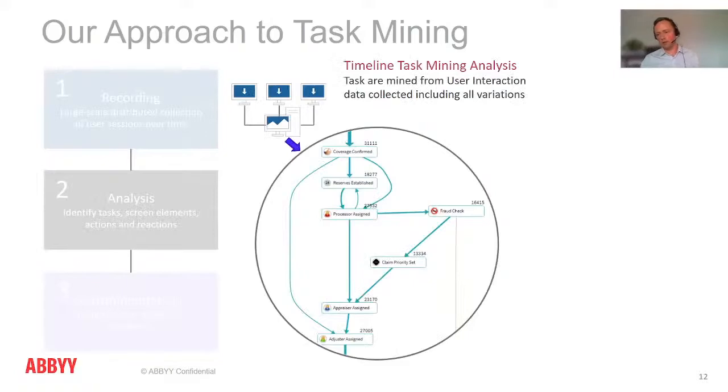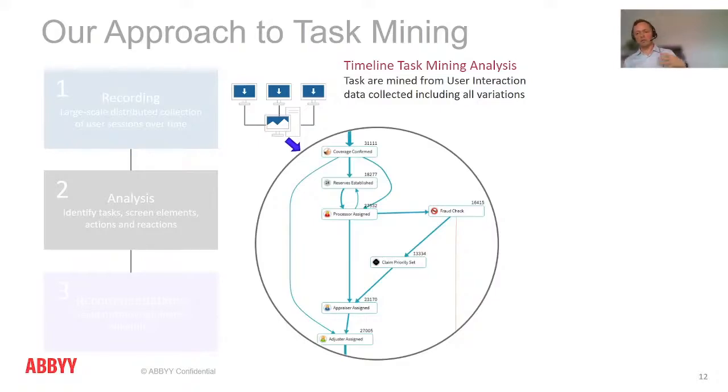And the second phase is the analysis phase. In this case, the system automatically identifies those patterns of user interactions by sampling multiple task operations to detect the variations in those task executions.